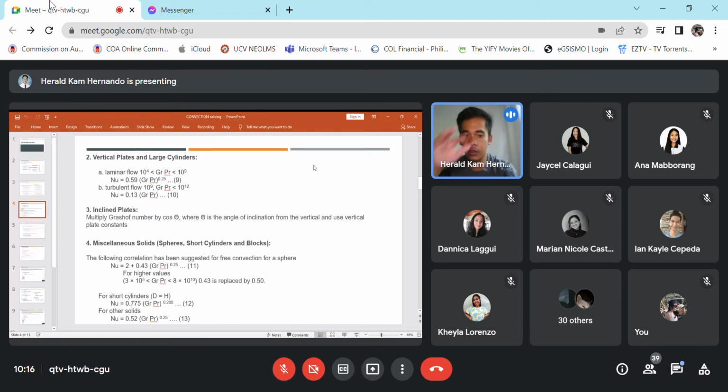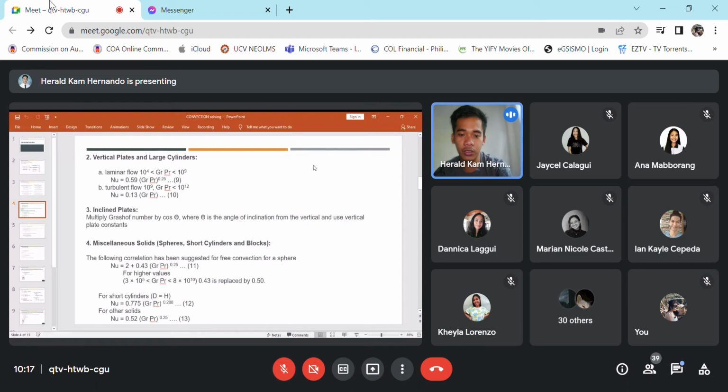And then if you are computing for miscellaneous solids, in spheres or in short cylinders and in blocks, the following correlation has been suggested for free convection for a sphere. For free convection, you have to use this Nusselt formula: 2 plus 0.43 times the Grashof and Prandtl number raised to 1/4. And for higher values, replace the 0.43 with 0.50, where 3 times 10 raised to 5 is less than the Grashof and Prandtl number, which should be less than 8 times 10 raised to 5.